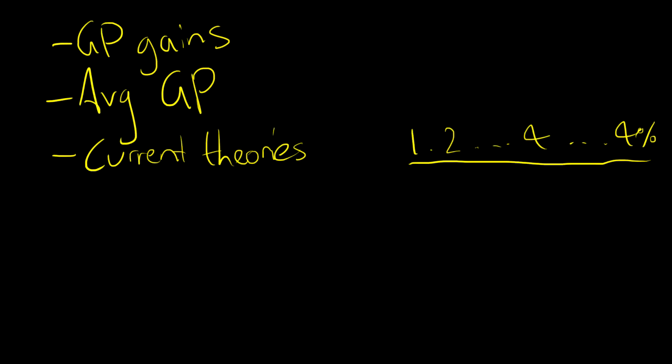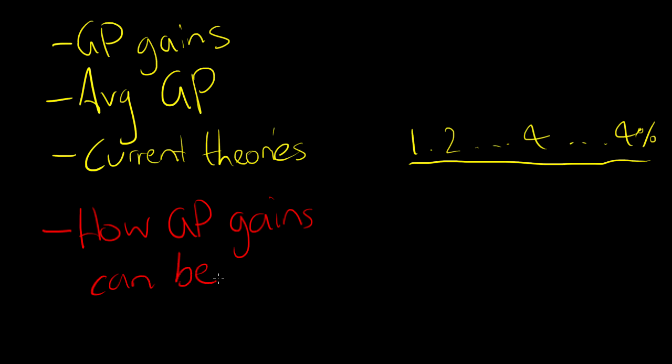And then the last thing that we've had an intuition on is how GP gains can be observed. You can observe them yourself. You can have a look at different GPs with similar foals and say, well, look, if these horses were born in a similar time frame, then what's the difference in their gain? And you can do this for a lot of horses.